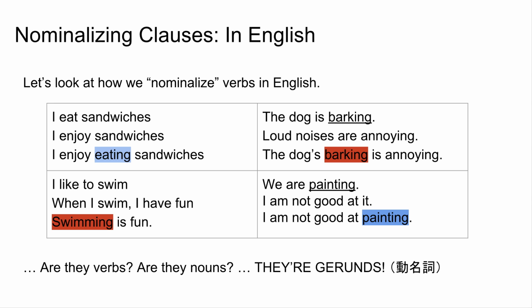The dog's barking is annoying. Now notice how that's not "the dog is barking." That's not correct. The dog's barking means the dog owns the barking, and it is annoying. Swimming is fun. Swimming is a noun. I mean, there's no way that could be a verb, and yet it comes from the word swim. Anyway, these are gerunds. This is how we nominalize clauses in English. There's other ways as well, but this is the biggest one, using gerunds.